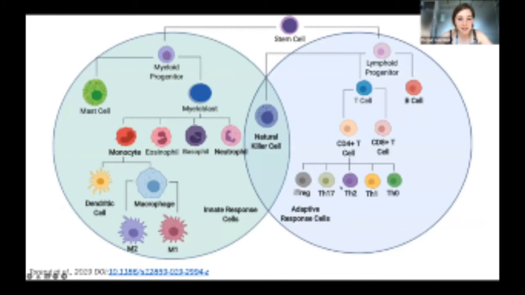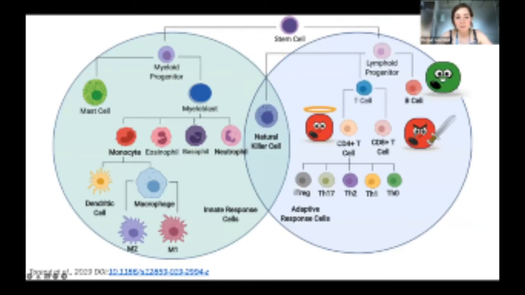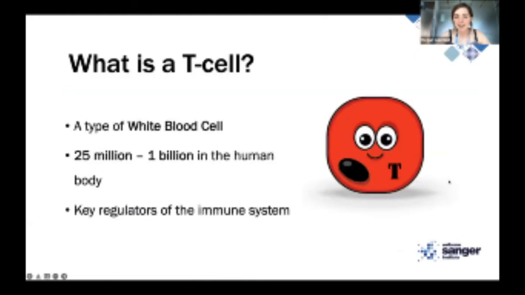So just to put these in the diagram, you've got your CD8 cytotoxic and your CD4 helper and your B cells here. So let's take a step back. What is a T cell? It's a type of white blood cell. There's about 25 million to 1 billion in the human body, and that depends on personal and genetic factors, and whether or not you're fighting an infection at the current time, or whether you're feeling quite run down. It's quite interesting how your T cell levels can vary just depending on your well-being.